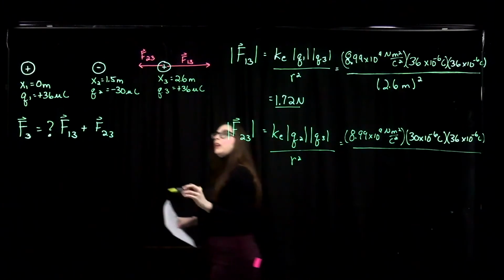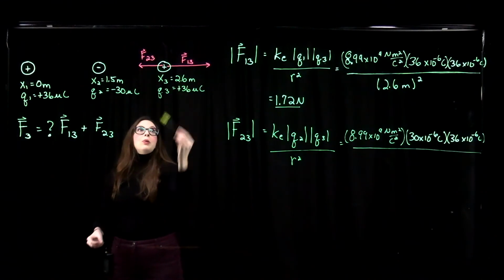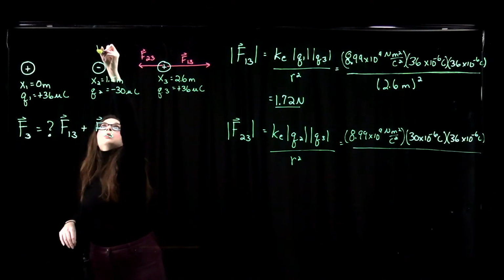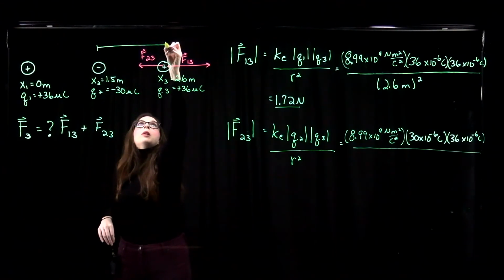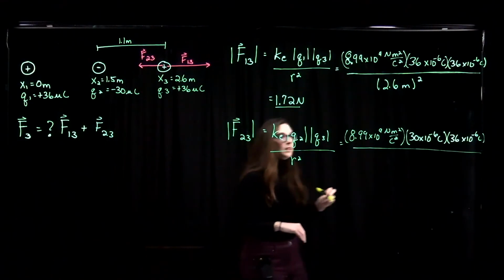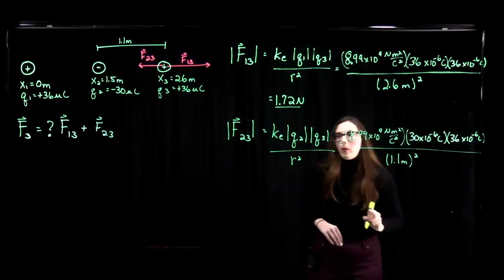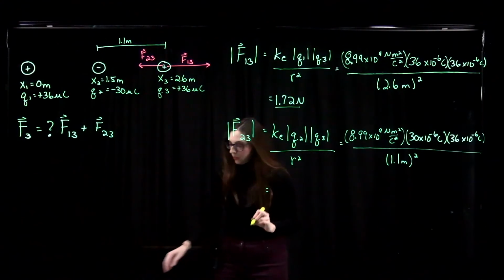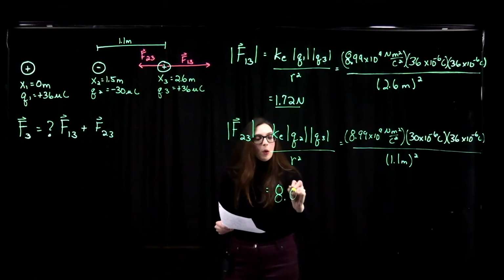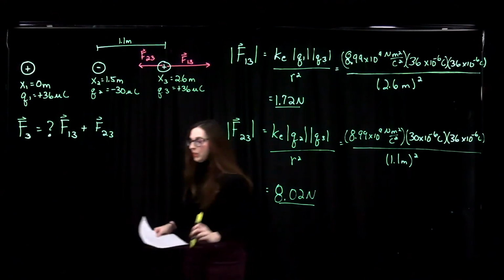So we're thinking about the distance between Q2 and Q3. Q3 is at 2.6 meters. Q2 is at 1.5 meters. So 2.6 minus 1.5 gives you 1.1 meters. So they're separated by a distance of 1.1 meters. That's what goes here. We're going to square it. And that equals 8.02 newtons. So remember, that's just the magnitude of this force.